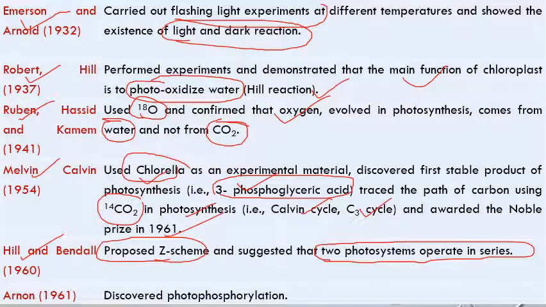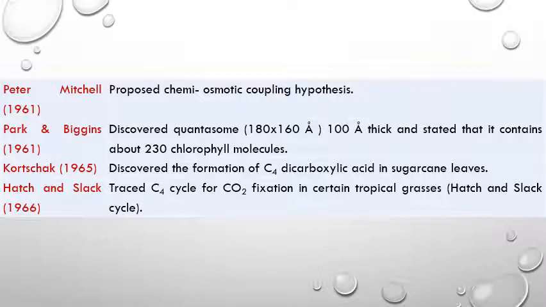The next was Arnon. He discovered the process of photophosphorylation. Photophosphorylation is the process of formation of ATP from ADP by using inorganic phosphate and light. Next was Peter Mitchell. He gave the famous chemiosmotic theory or hypothesis, which gave the idea of formation of ATP by using protons or proton motive force.